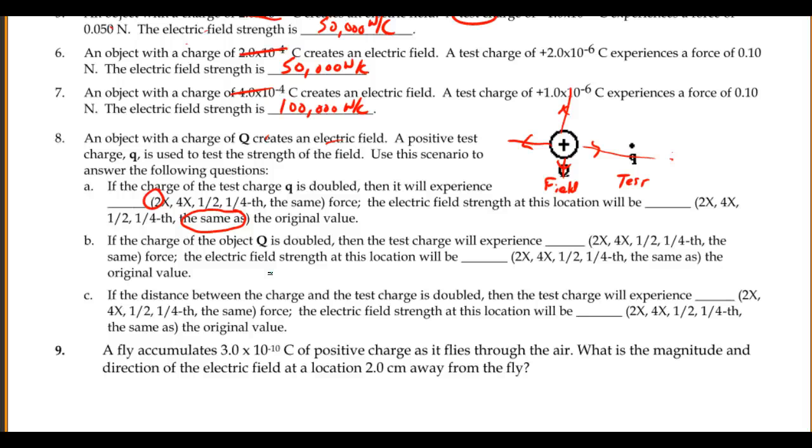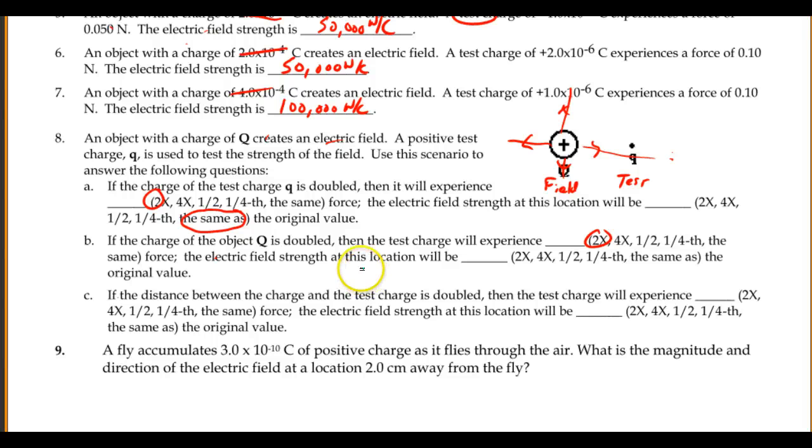B, if the charge Q is doubled, then the test charge will experience... Now, if we double the test charge, Coulomb's law tells us that doubling one of the charges will double the overall amount of force. And in this case, for the electric field strength, we didn't double the test charge, we doubled the charge that was creating the field.